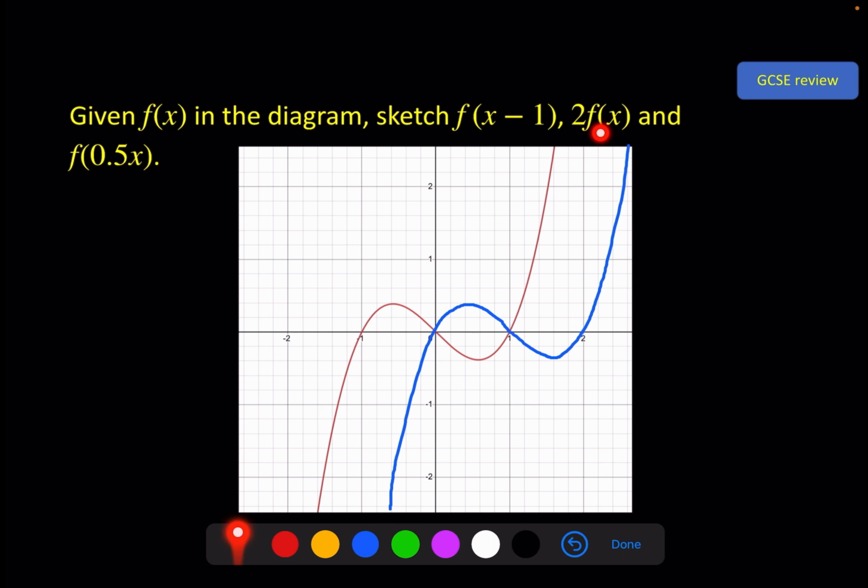2 times f of x is a vertical stretch 2 times bigger. So that stretches it up here somewhere. It goes through the same points on the x-axis.